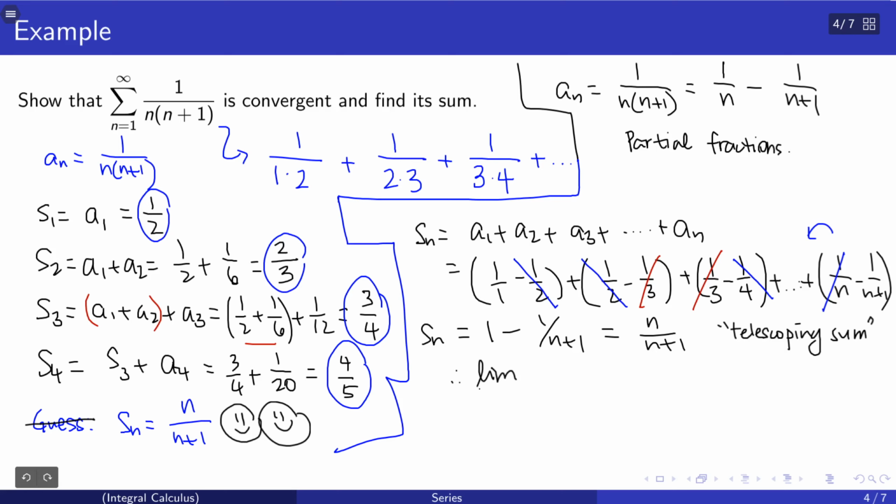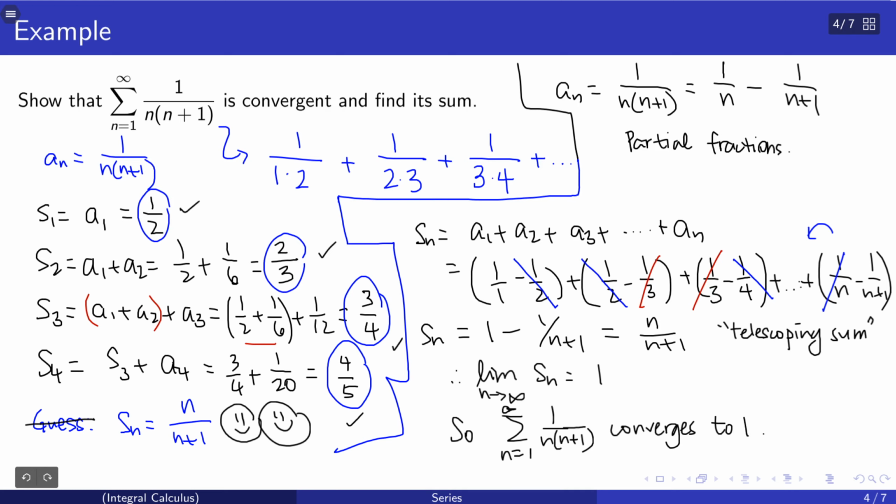Therefore, the limit, as n goes to infinity, of S sub n, this sequence of partial sums, approaches 1. Right? n over n plus 1 approaches 1. So the series is convergent to the number 1. And that's it.